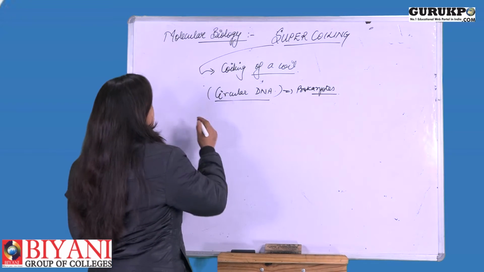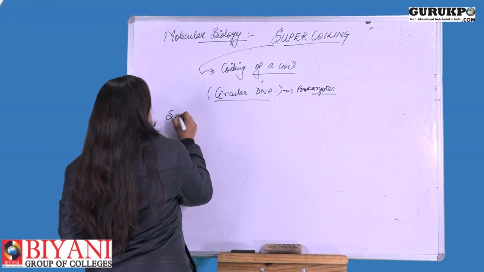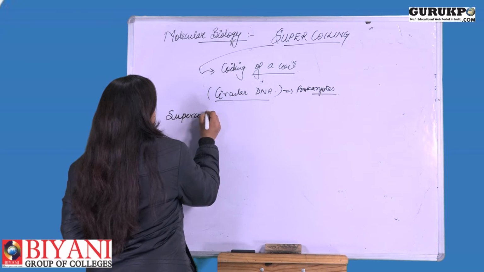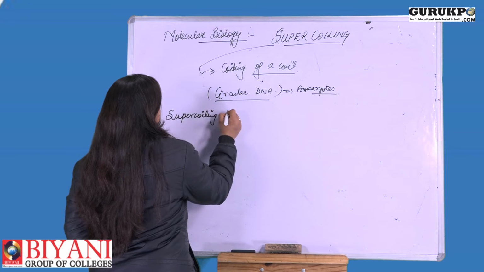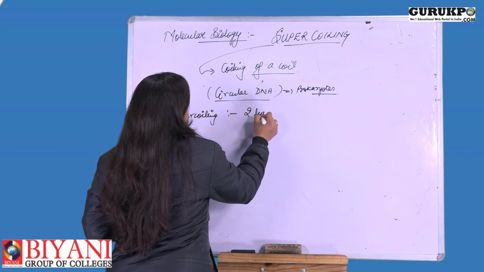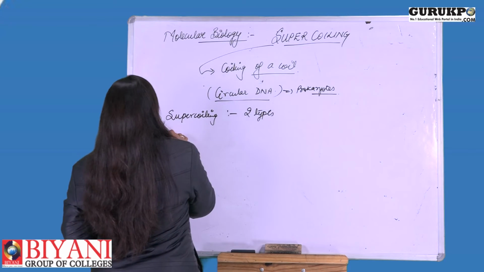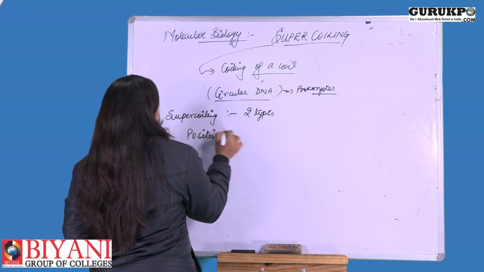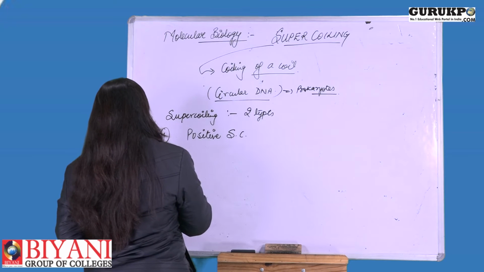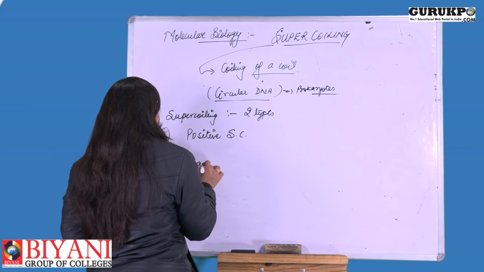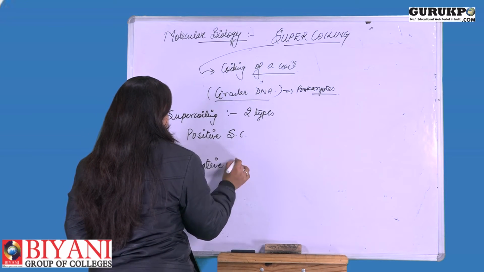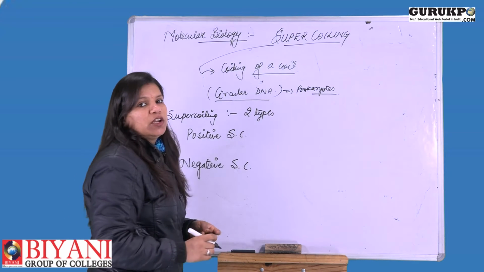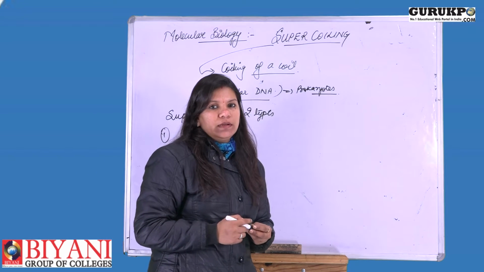Now this supercoiling is basically of two types. First one is the positive supercoiling and the second one is the negative supercoiling. Now what is the meaning of the positive one and the negative one?